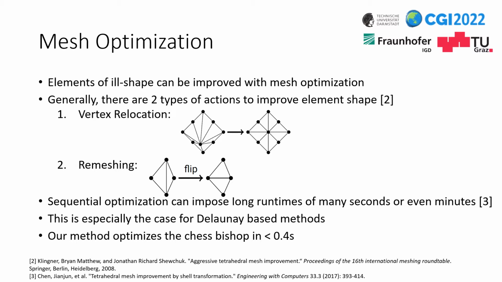Sequential optimization, especially of large meshes, can impose long runtimes of many seconds or even minutes, and this is especially an issue for many Delaunay-based methods, which preserve the Delaunay criterion. We have devised a method that optimizes the chess bishop, which we have seen just before, in below 400 milliseconds, which provides means for interactive optimization.